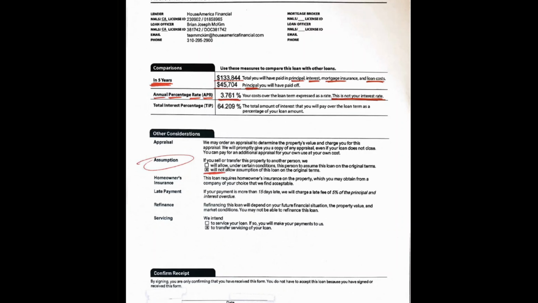So we have a rate of 3.625. We have closing costs. We spread that out over 30 years, and this is an adjusted number to represent the total cost of the loan over 30 years, but it's not what your payments are based on.